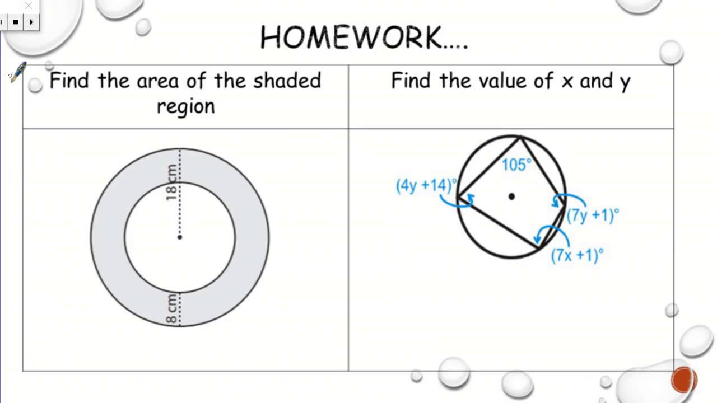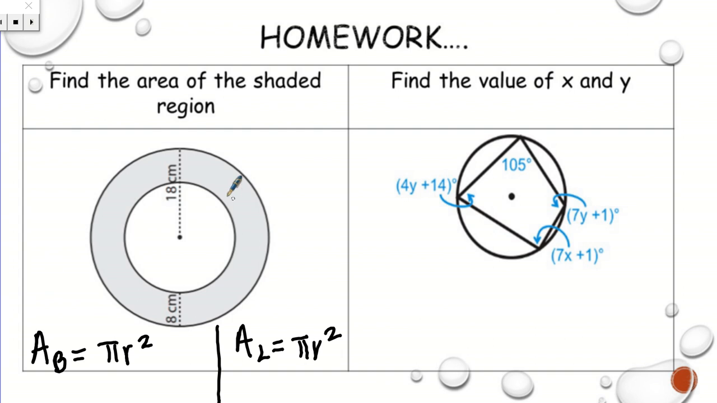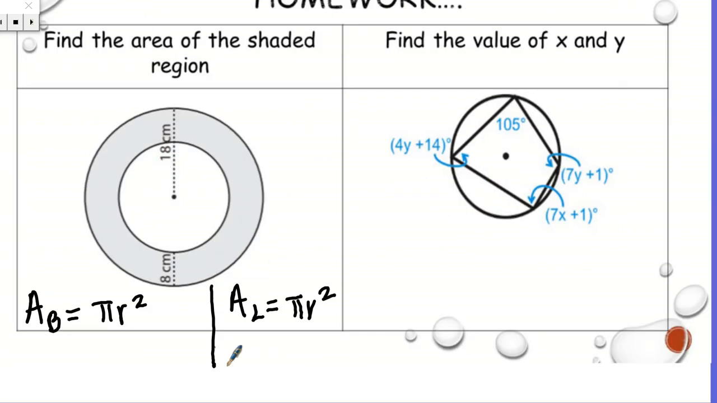Okay, these next two say find the area of the shaded region. So we have two circles, one circle inside of the other one. So I'm going to say the area of the big circle is pi r squared, and then I'm going to do the area of the little circle. It's also going to be pi r squared. And then once I get these two areas, I'm going to subtract them so I can see what the shaded region is. These are called concentric circles.